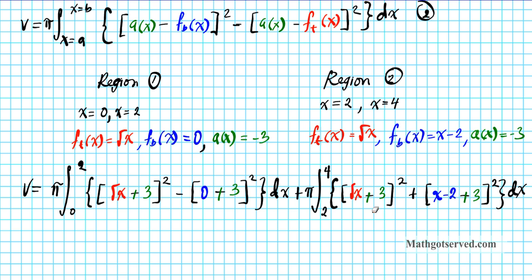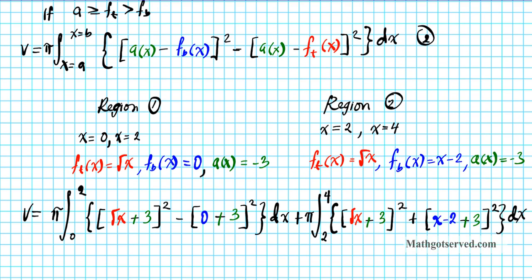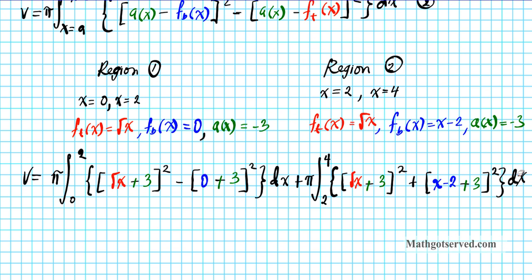So function on the top minus axis of rotation, function on the bottom minus axis of rotation, square, square, and a pi. Good. So you can always go back to your formula and make sure everything lines up perfectly. And it does not. Small mistake here. This is supposed to be a minus.